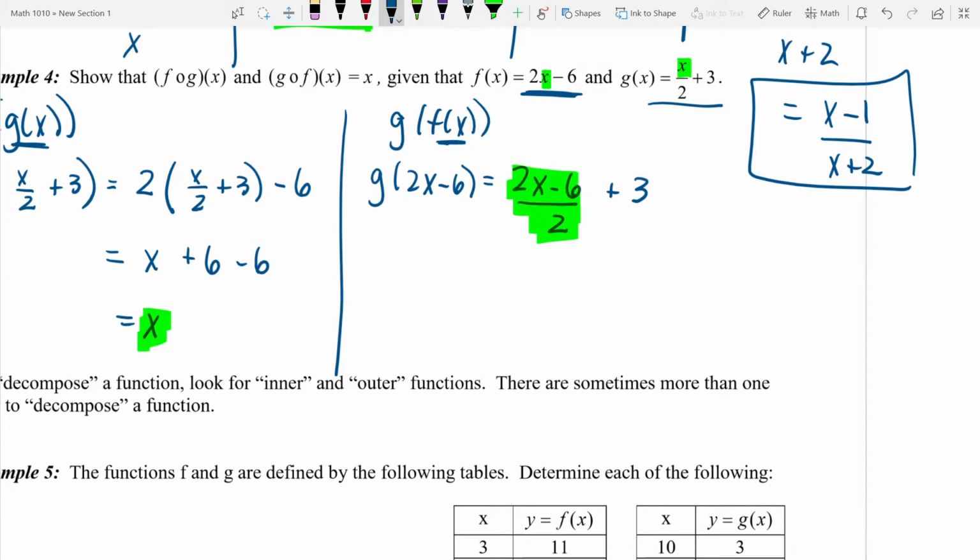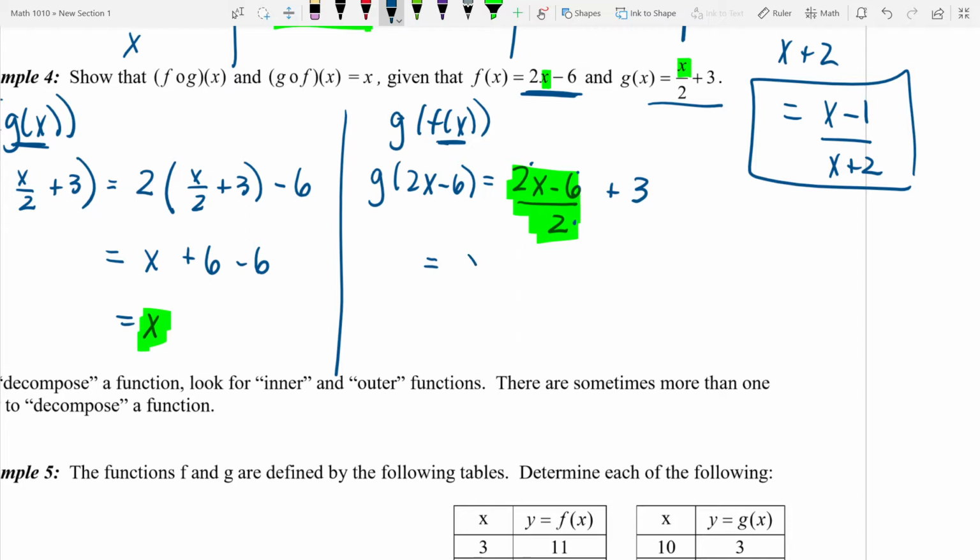Can I do anything to that fraction? Can I reduce? I can. How many terms are in what I just highlighted? 3. Does 2 go into all of those terms? Yeah, so you can reduce.